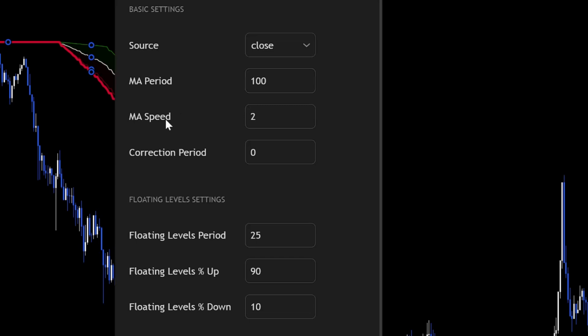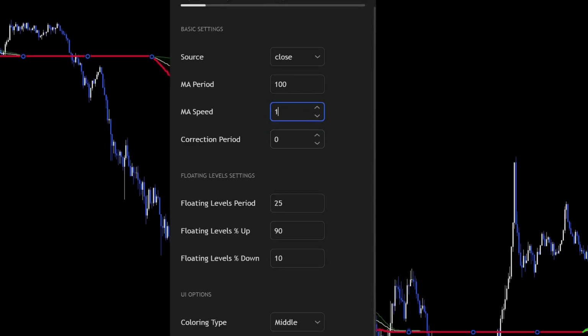And the other setting we need to adjust is the MA speed. Set that to 1. This controls how quickly the moving average adapts to new price data. A setting of 1 means it's moderately responsive, which is perfect for our needs. And that's it. No other adjustments needed.